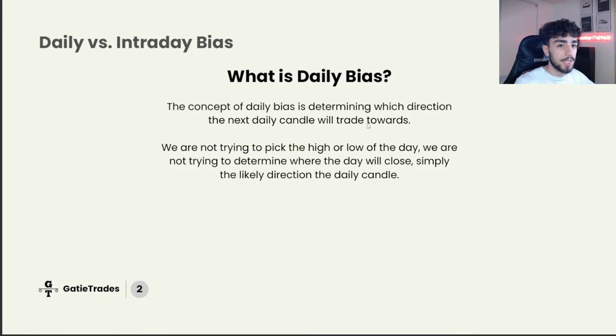So, if today's Thursday, we want to have daily bias for Friday, which means which direction are we likely to trade. Note, very important, we are not trying to pick the highest high of the day. We don't know. It does not matter how high it's going to go. All we need to know is, is it going to go higher or lower? This also comes with the idea that we're not trying to predict the closing price of the daily candle. All we need to know is simply, is this daily candle likely to trade higher or lower?